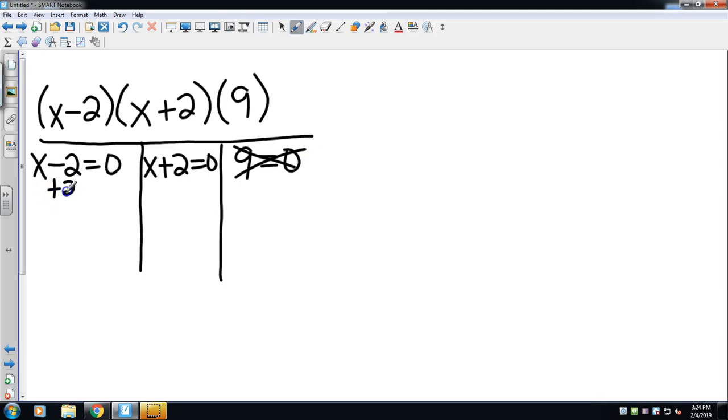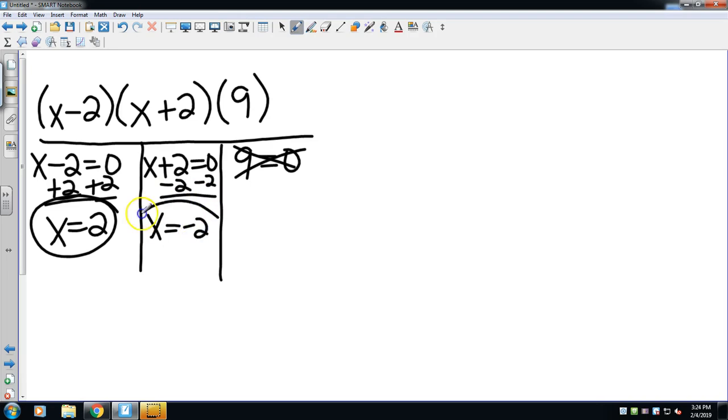And then with these, we're going to add 2. Oh, don't know why I put a second line in there. And then we're going to subtract 2. And that's how we find the factors if they're given to us.